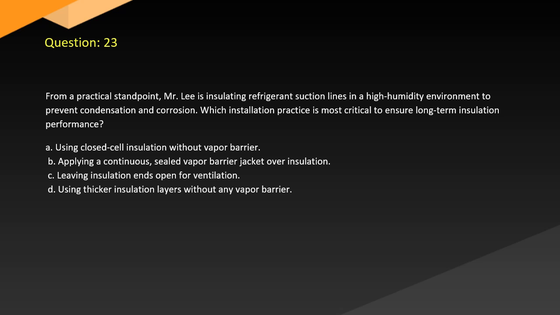Question 23. From a practical standpoint, Lee is insulating refrigerant suction lines in a high humidity environment to prevent condensation and corrosion. Which installation practice is most critical to ensure long-term insulation performance? A. Using closed-cell insulation without a vapor barrier. B. Applying a continuous sealed vapor barrier jacket over insulation. C. Leaving insulation ends open for ventilation. D. Using thicker insulation layers without any vapor barrier.